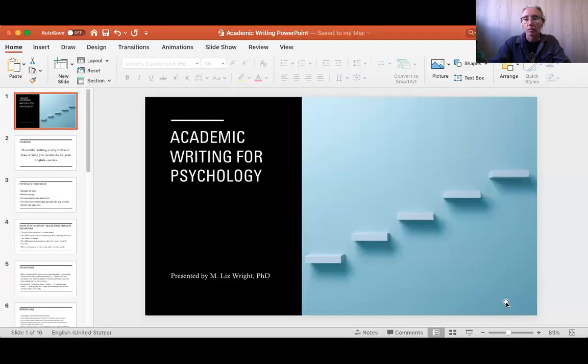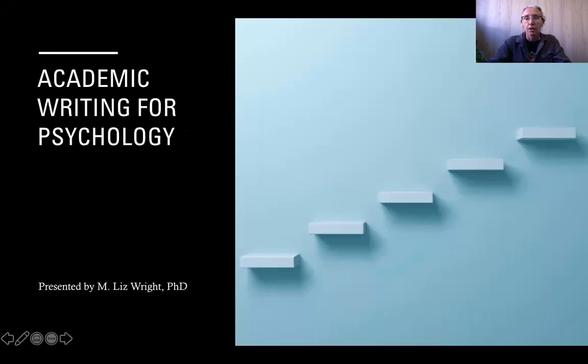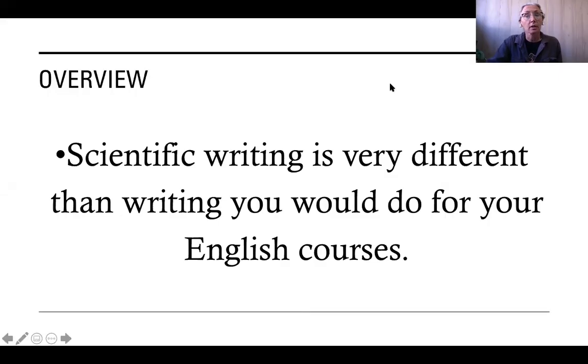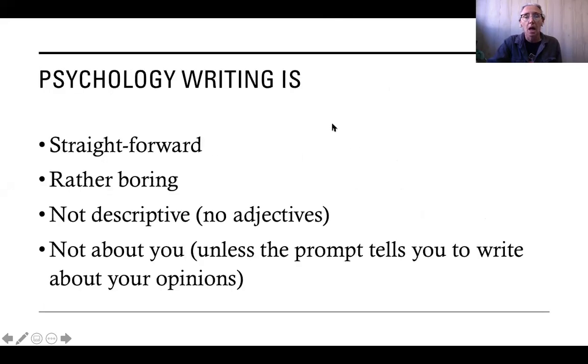Hey there. So today we're going to be talking about academic writing for psychology, and we're going to see just how different writing for our science classes can be from other classes. So, as I said, we're talking about academic writing for psychology. And the first thing we want to keep in mind is that scientific writing is going to be very different than writing you would do for English courses or for other types of courses, for your humanities courses, for example.